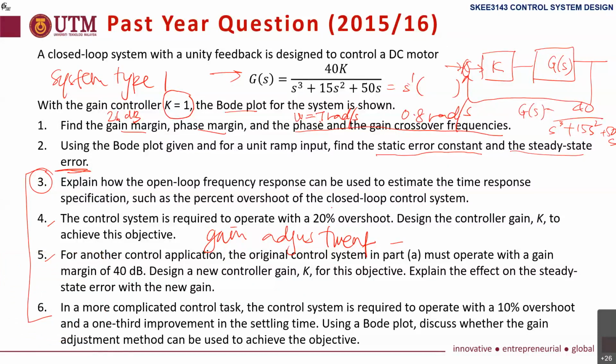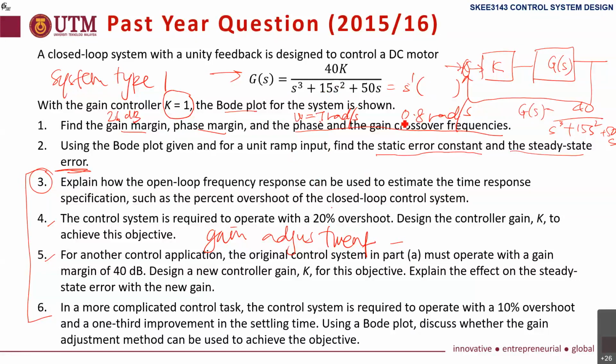In the previous lecture, we stopped here. Okay, past year question 2015-16. This is related to gain adjustment. I actually asked you to look into it. Today we will continue with this, solving this question.